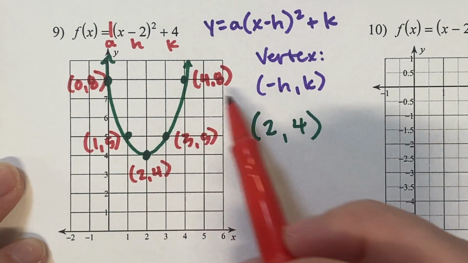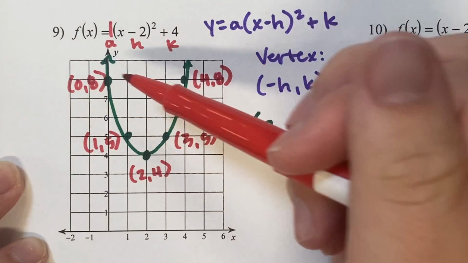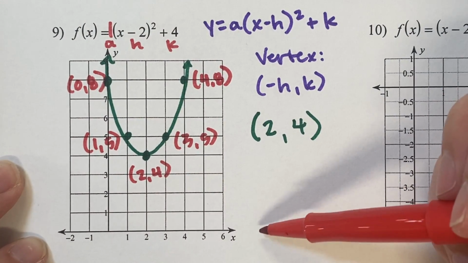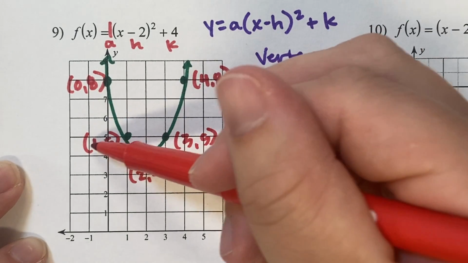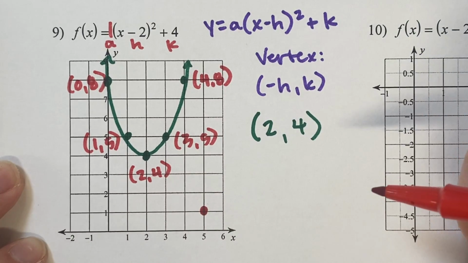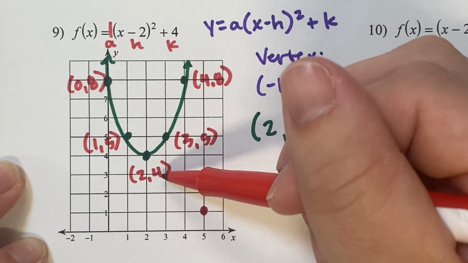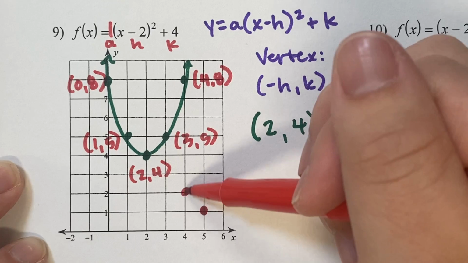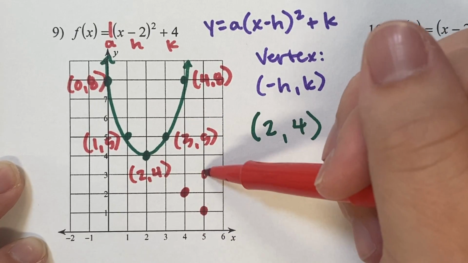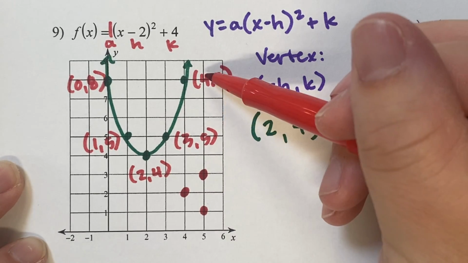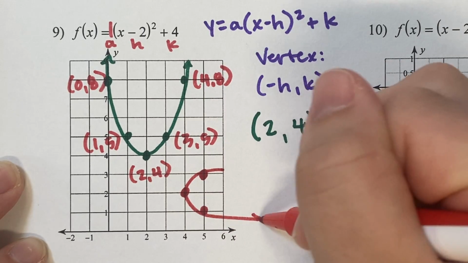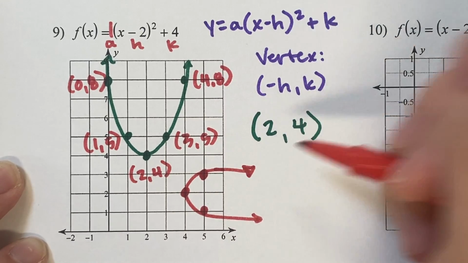Now we just flip these coordinate points. So let's start over here. Instead of 0, 8, it's going to be 8, 0. That would be over here off our graph. Instead of 1, 5, it's 5, 1. That one's on our graph. Instead of 2, 4, it's going to be 4, 2. Instead of 3, 5, 5 up 3, right there. And instead of 4, 8, it would be 8 up 4, which again is off our graph. So our inverse is actually right there.